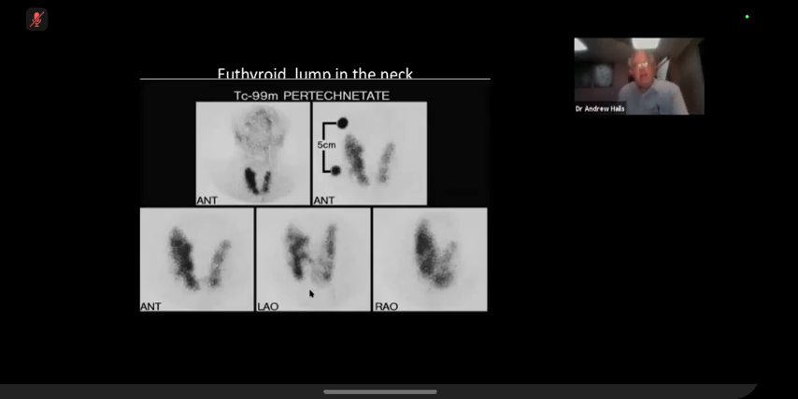Now, I will ask you about this one. It says euthyroid lump in the neck. What is this lump?